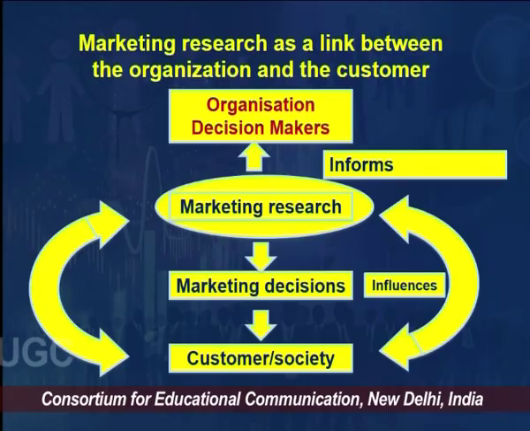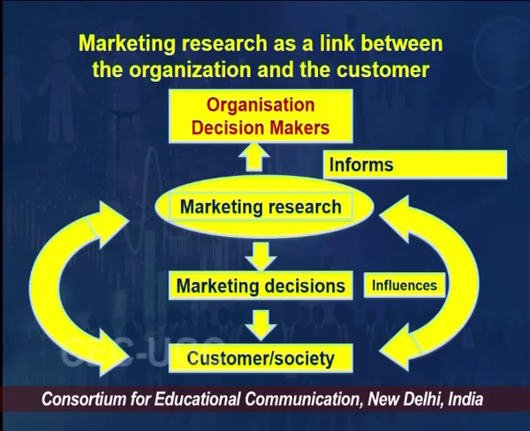If you look at the organogram of this entire marketing research, you would find that it is actually working as a link between the organization and the customers, or we can say marketers and the customers. So the organization, or whatever company you are serving, and of course the decision makers are the ones who are going to make use of marketing research. So the flow of marketing research is coming from the marketing research department to the organization, and also to the decision makers, as information.